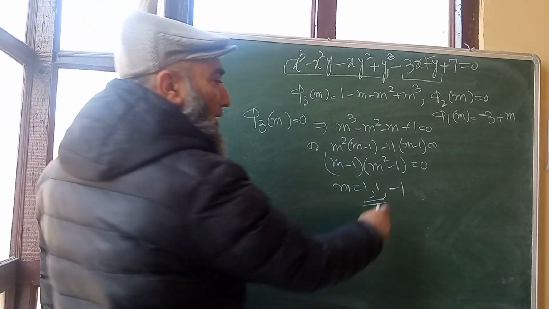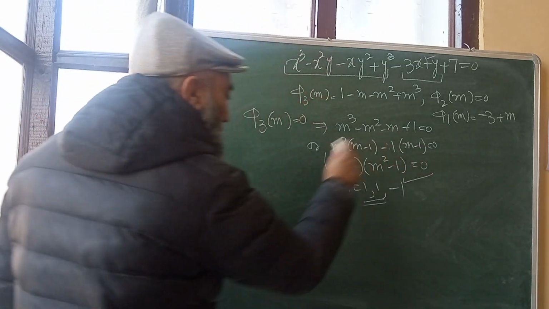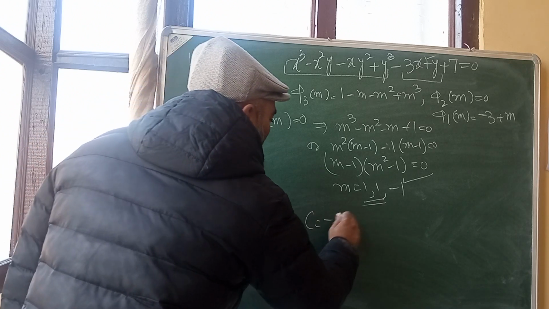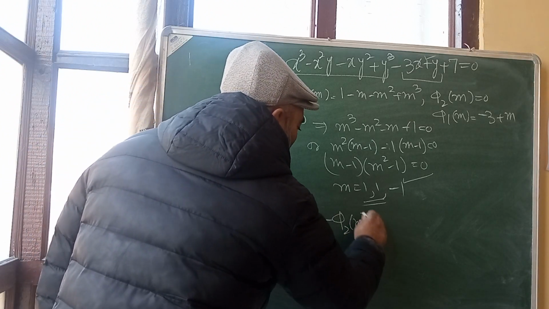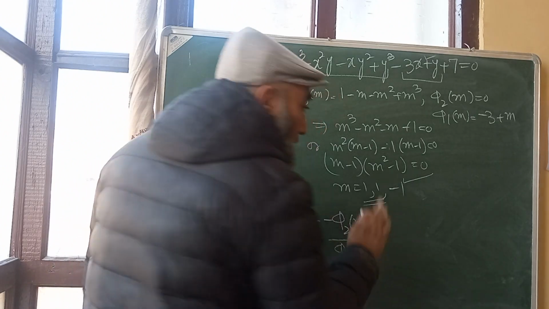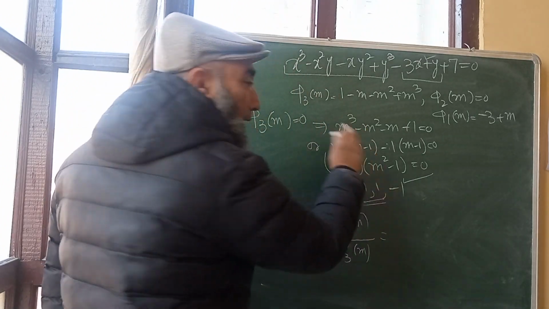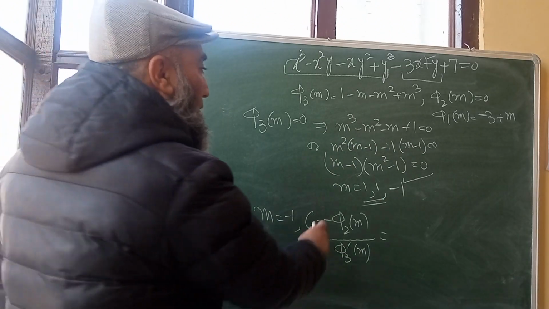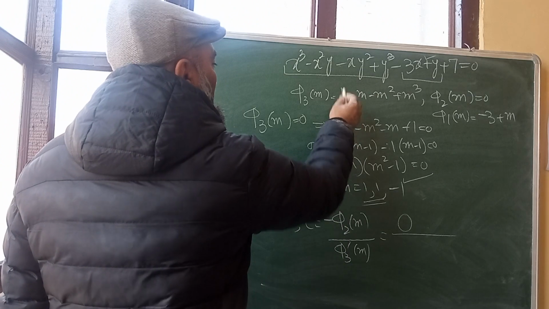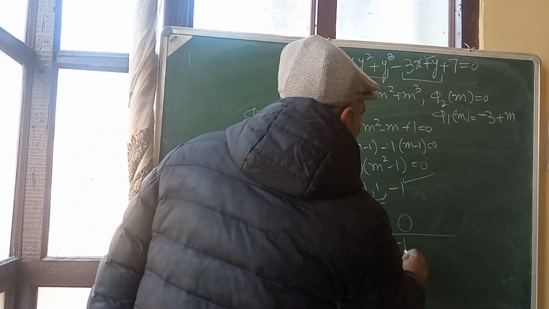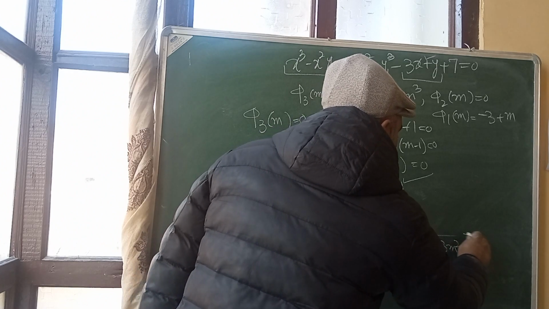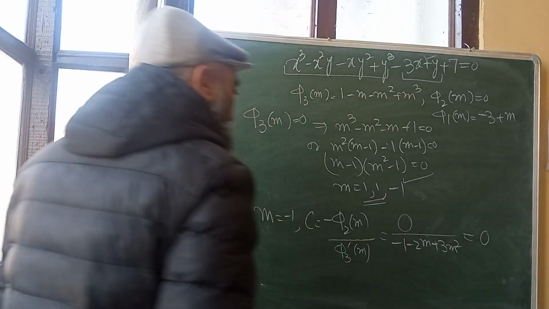Okay. For this, different roots. So when m is minus 1, what is c? Minus phi 2m over phi 3 dash m. For repeated roots only, you have to use that second equation. Here you don't have phi 2m. Phi 3 dash is 3m square minus 2m minus 1. So this is 0 when m is 1.